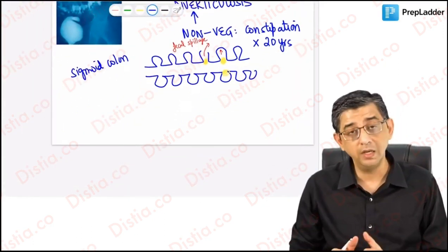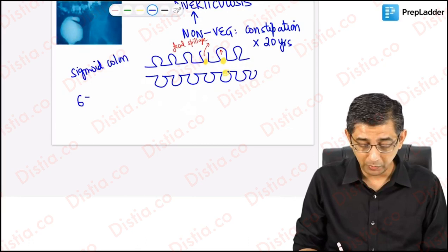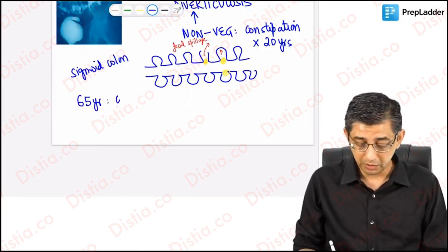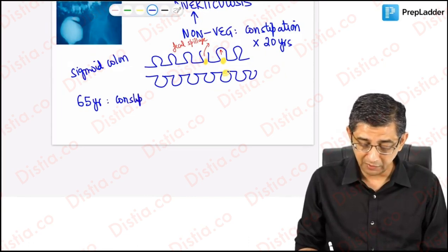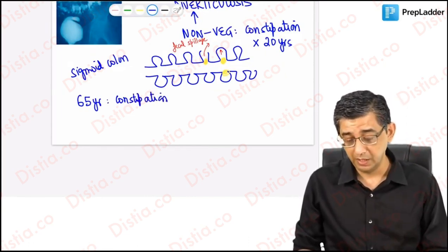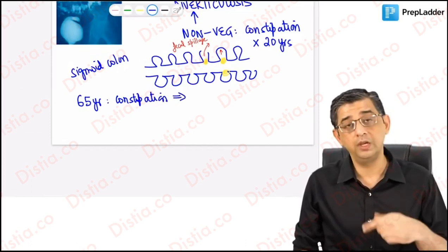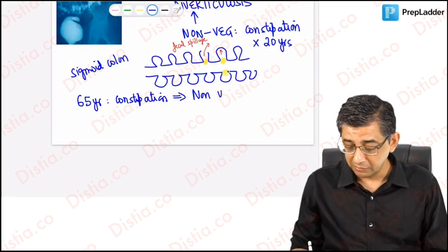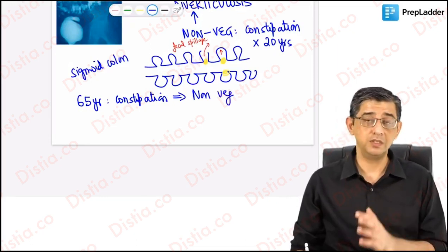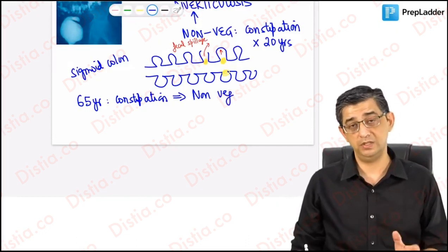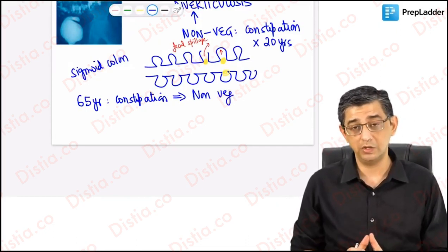So most MCQs that will come on this topic will describe a geriatric age group person. He will initially talk about the fact that this guy is having constipation. Obstructive symptoms in the form of constipation will make you think in terms of carcinoma rectum. But as I have sensitized you, if it is going to be a recent onset manifestation of constipation, this guy was having regular bowel habits all his life. It's just that recently he started having constipation.